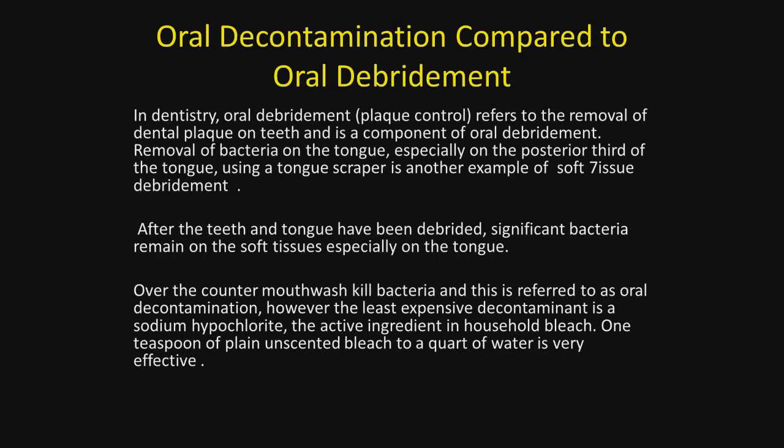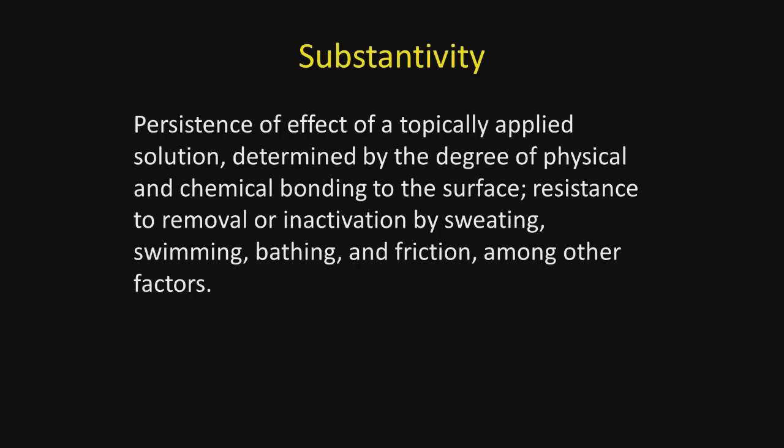But after the teeth and the tongue have been debrided, significant bacteria remain on the soft tissues, especially on the posterior third of the tongue. Over-the-counter mouthwashes kill bacteria and this is referred to as decontamination. However, the least expensive, most effective decontaminant is sodium hypochlorite, which is the active ingredient in household bleach. One teaspoon of plain unscented bleach in a quart of water has been proved to be very effective.